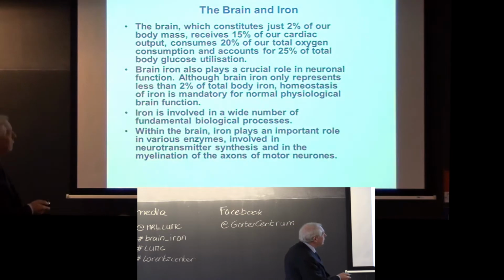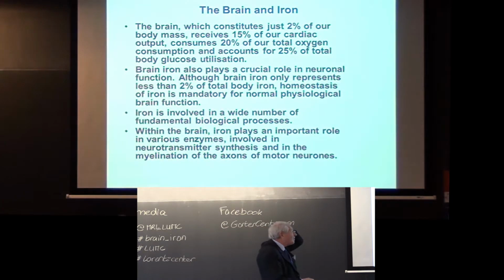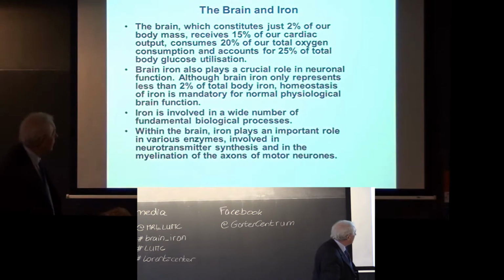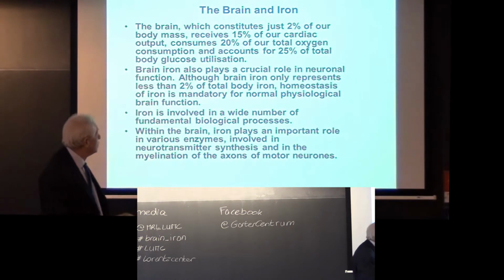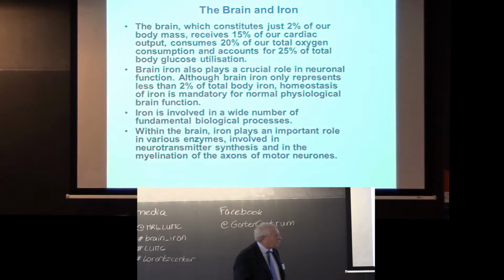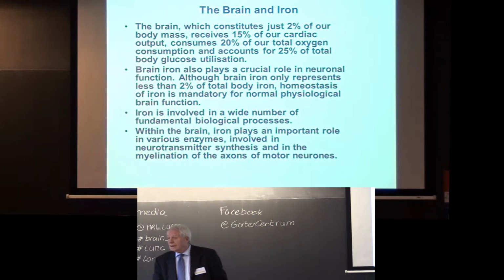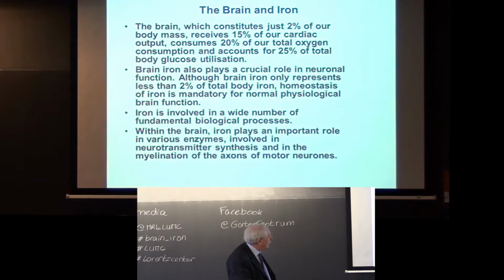Just a word about the brain. It's 2% of your body mass. It receives 15% of your cardiac output, consumes 20% of your total oxygen consumption, and accounts for 25% of body glucose utilization. And yet, so it's rather gourmand. In fact, it becomes gourmand to the extent that if you drop the glucose levels too quickly, people will simply fall unconscious because they need the time to switch from metabolizing glucose to metabolizing fats.